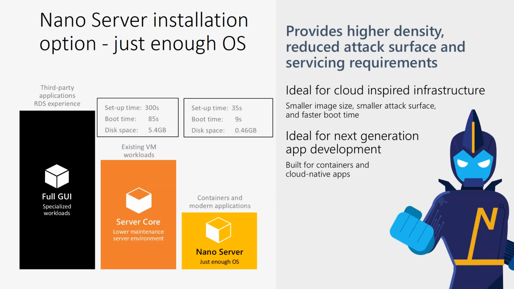So the Nano is ideal for next generation application development, really for your cloud native applications. We're not going to talk a lot about microservices, but as you start leveraging DevOps practices, which we'll talk about in a little bit, to create isolated applications that are cloud native apps, containers running on Nano is a great place to actually deploy those.